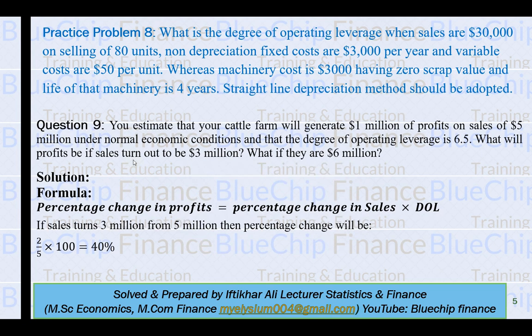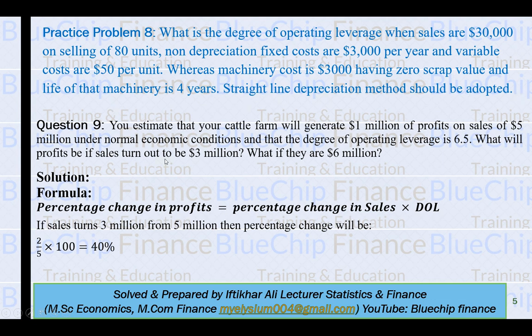So here is one practice problem for you which is taken out of your book of corporate finance, Brealey Myers. What is the degree of operating leverage when sales are 30,000 on selling of 80 units, non-depreciation fixed costs are 3,000 per year and variable costs are 50 per unit, whereas machinery cost is 3,000 having zero scrap value and life of that machinery is 4 years. Straight line depreciation method should be adopted.